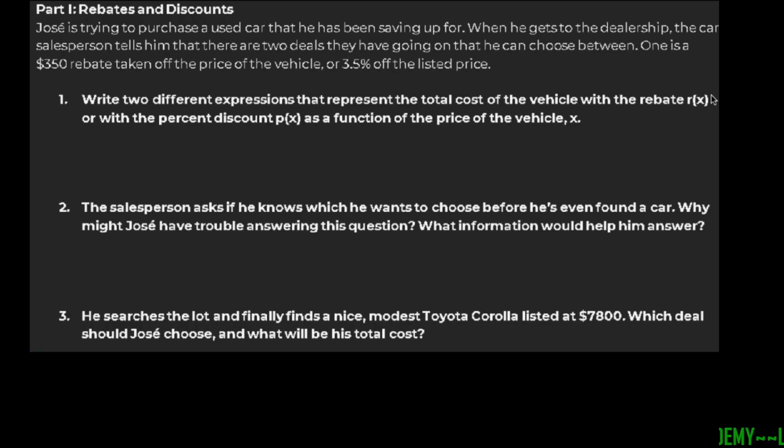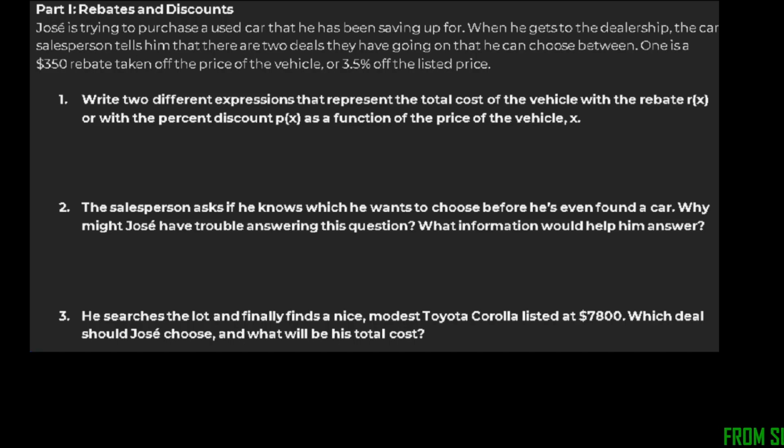In this video, we're finishing up that lesson 1.3 application, and we're now on the level 3 part. So it says, part 1, rebates and discounts. Jose is trying to purchase a used car that he has been saving up for. When he gets to the dealership, the car salesman tells him that there are two deals they have going on that he can choose between. One is a $350 rebate taken off the price of the vehicle, or 3.5% off the listed price.